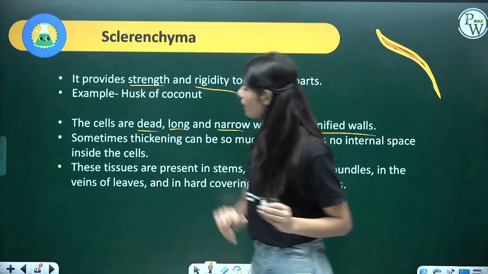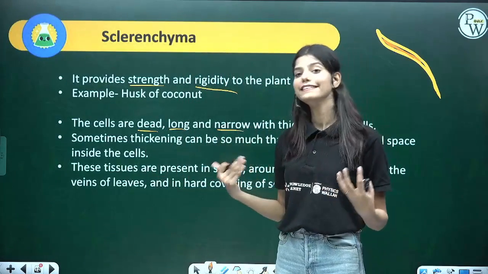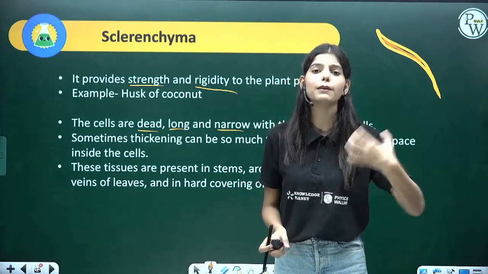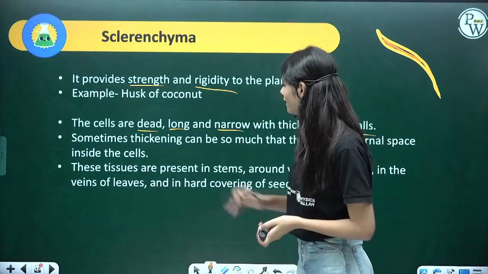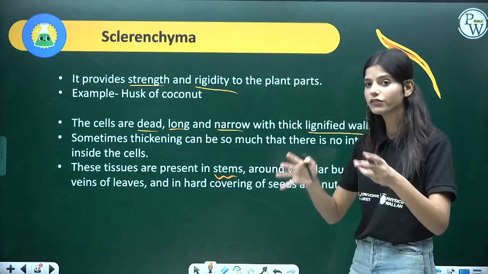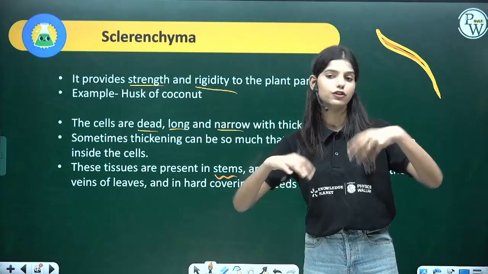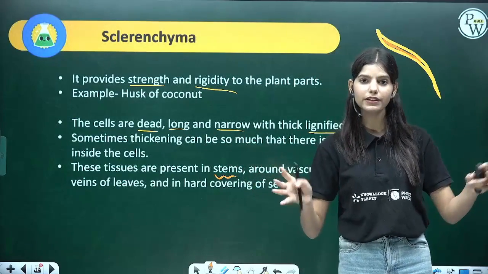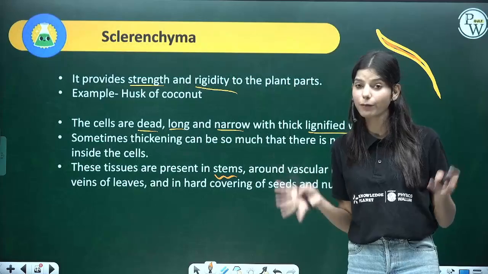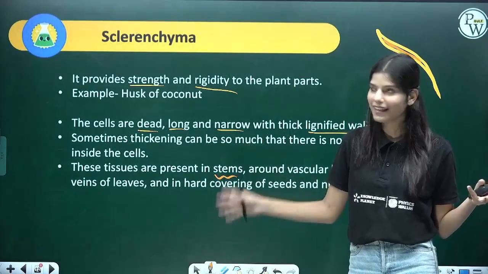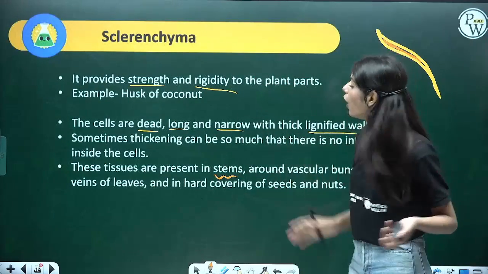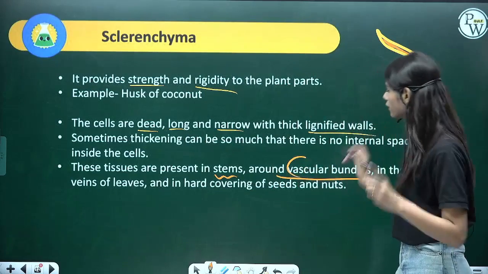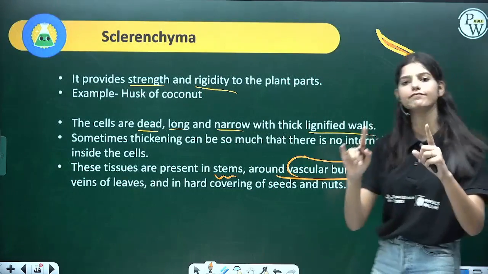Also, guys, talking about these tissues, where exactly are these tissues present? These tissues are present in the parts where extra support is required. They are present in some stems which are very old. These stems require extra support. They have to be strong enough so that they can support the plants, and that's why these stems have Sclerenchyma tissue. Also, guys, around the vascular bundle, what do we mean by the vascular bundles? Let me tell you.